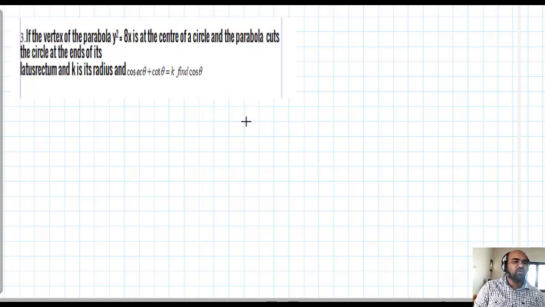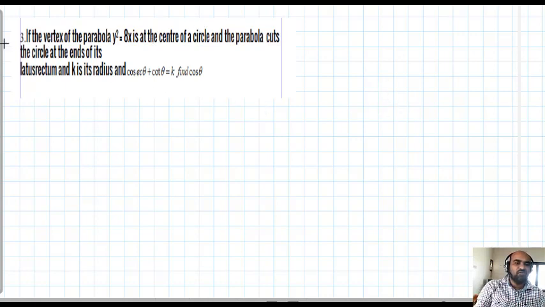Okay students, this is our third problem. If the vertex of the parabola y square equal to 8x is at the center of the circle and the parabola cuts the circle at the ends of its right latus rectum, and k is the radius of that circle, then find the value of cos theta so that cosec theta plus cot theta equal to k. You just want to find the k value. Already you know that the vertex of the parabola y square equal to 8x is 0 comma 0. So indirectly, 0 comma 0 is the center of the circle.